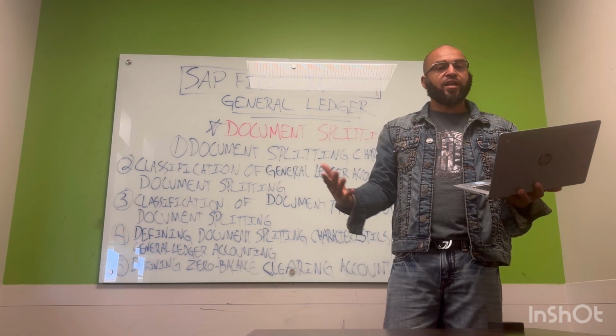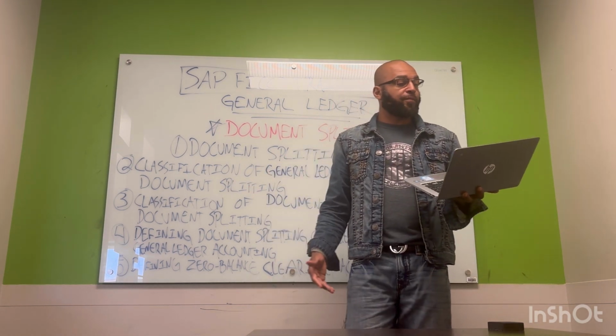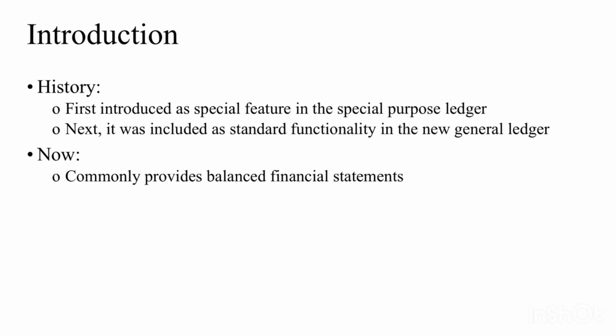Okay. So let's do some history of document splitting. When document splitting was first introduced, it was a special feature in the special purpose ledger way back when. After that initial introduction, sometime after, it was then included as standard functionality in the new general ledger. Now fast forward to today, document splitting commonly provides balanced financial statements.